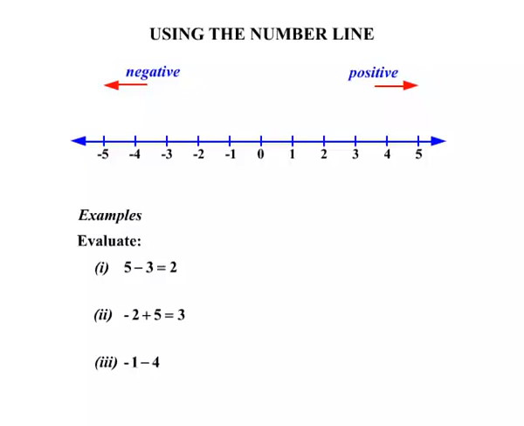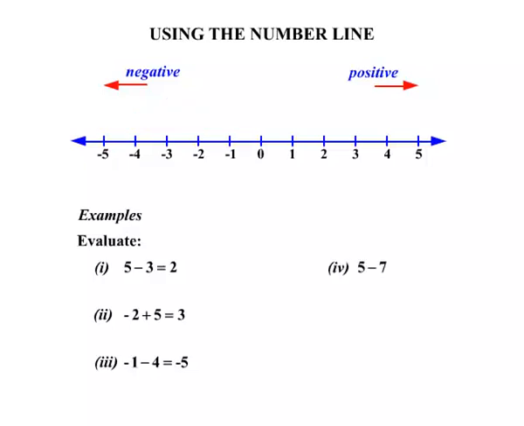Our third example, negative 1 minus 4. So again, we start with the first number, negative 1. And then we are subtracting 4. So we go down to the left 4 places. And that lands at negative 5.